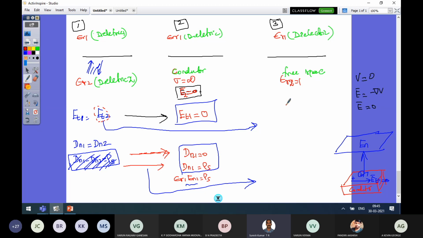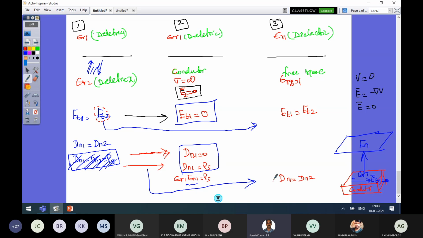Anyhow, both sides it is dielectric, so electric field should exist. Nowhere should it be zero. So the same condition is applicable: Et1 equal to Et2. That's all. Same way here, Dn1 equal to Dn2.